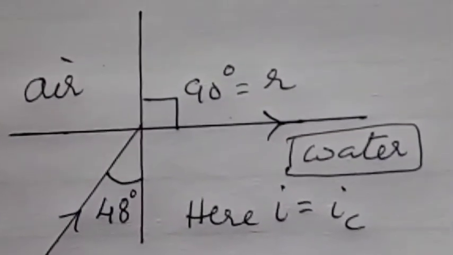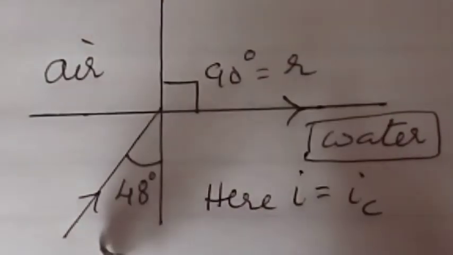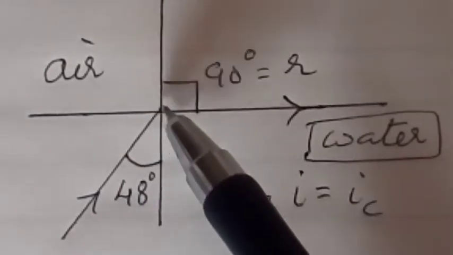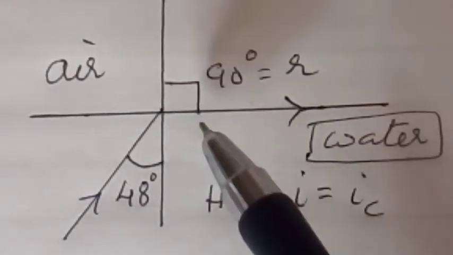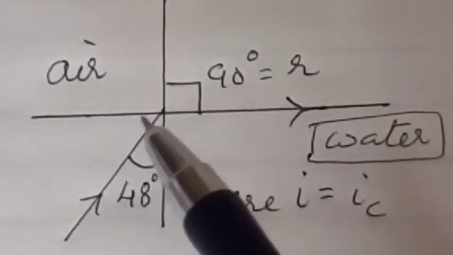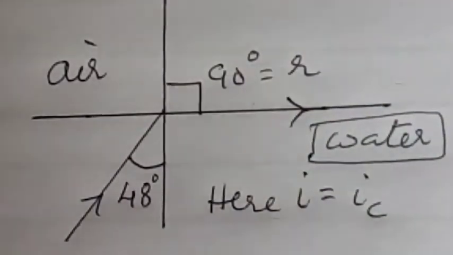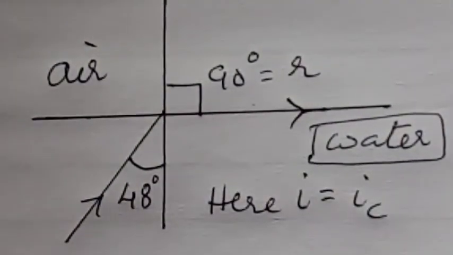Here, there you are. The incident ray strikes at the critical angle, 48 degrees. It gets refracted along the surface of water such that the angle of refraction is equal to 90 degrees. Angle of refraction r is 90 and the ray gets refracted along the surface of water. Why? Because the angle of incidence is equal to the critical angle, that is equal to 48 degrees.